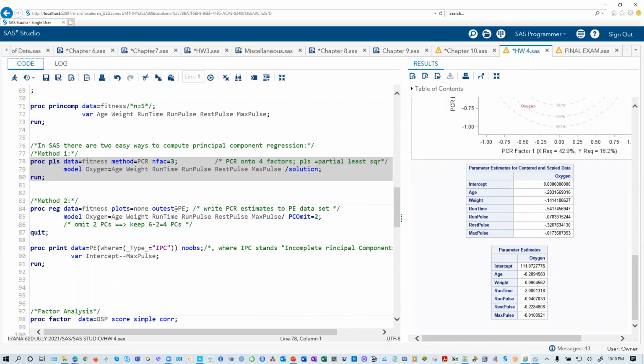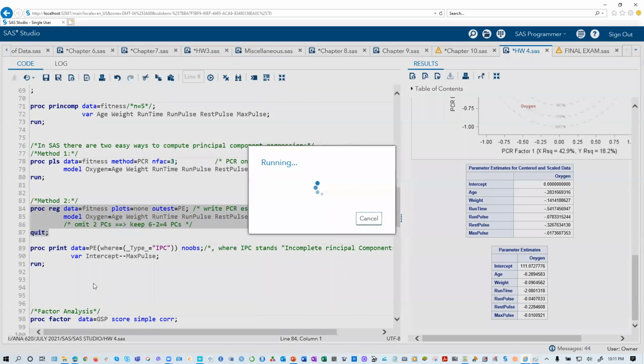Plots none, see, outer C for the P, see, model. They're gonna say to omit, the number to be omitted, see, and then print, and then you can see that, okay, let's see the regression, the regular regression. You're gonna run the regular regression, oxygen, age, runtime, this one. At the same time, I'm gonna omit two principal components. When you omit two, you keep four by the second method.